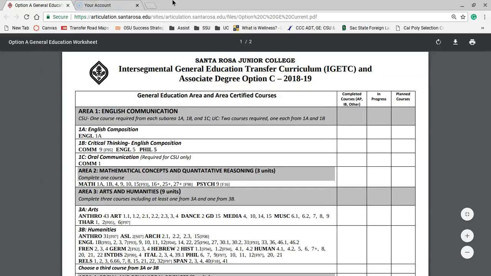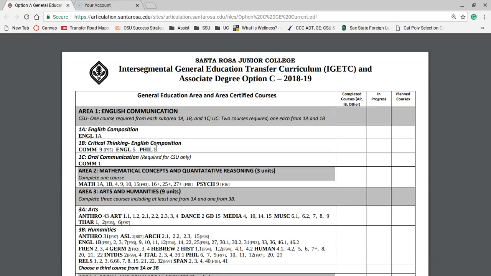All right, so Area 1 is the English Communication section, and Section 1A is English Composition, and that is English 1A. That's the option that you have there. You could also use an AP course in here to meet that requirement, or maybe you've completed the course elsewhere. Area 1B is your critical thinking. So in this section, you could do Communications 9. Remember, that is the old speech, English 5, or Philosophy 5.